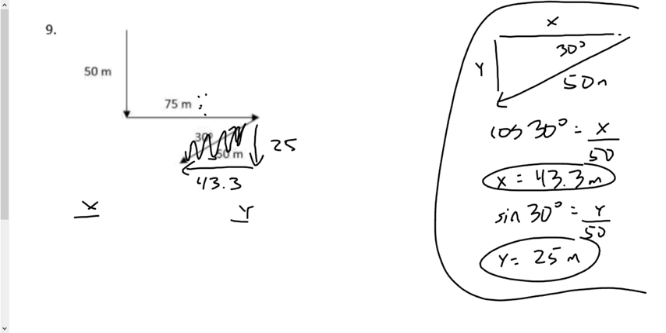Okay, let's go through all of these vectors here. What's the x component of the 50 meters? Colton, what's the x component of that 50?